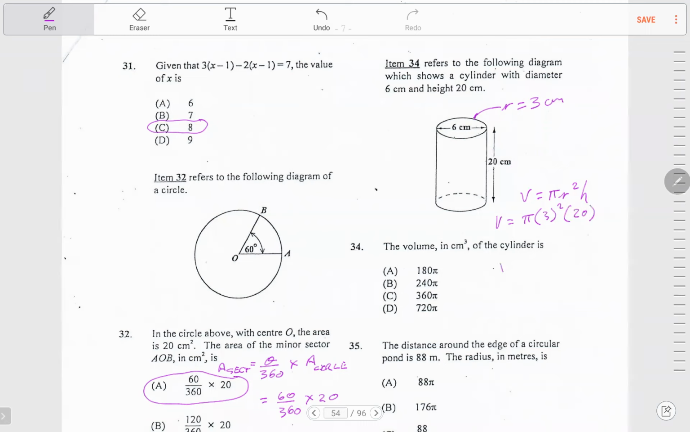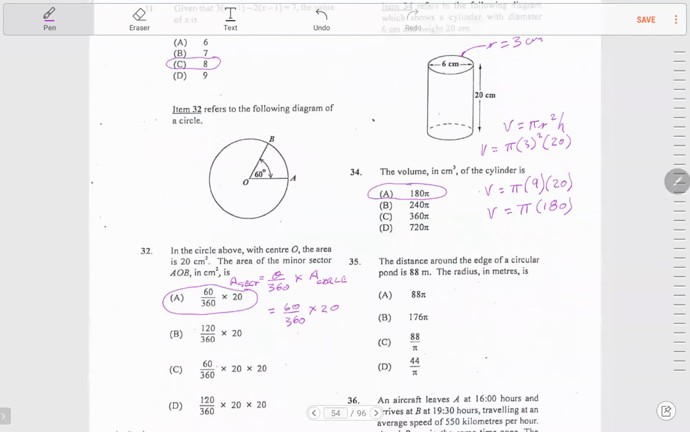All right, so the volume becomes pi times 9 times 20. 9 times 20 is 180. So V equals pi times 180. 180 pi. See it here? That is the answer, as I said, because with pi, you can't use a calculator. All right, this question, we did this question earlier.